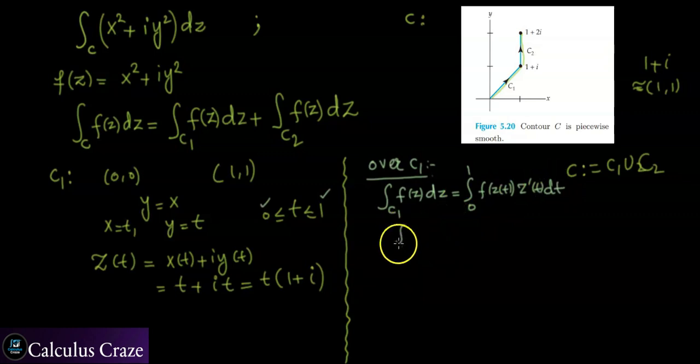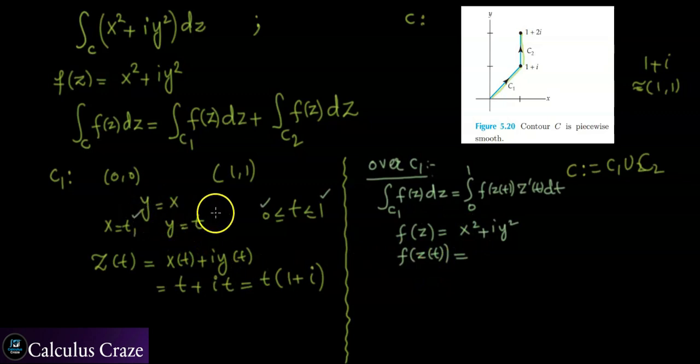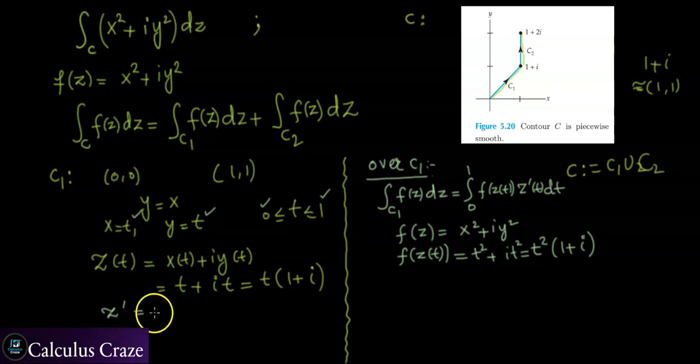So in our case, recall f of z is equal to x squared plus iota times y squared. If you insert f of z of t, then in our z of t, x is equal to t and y is also equal to t. So it is going to be t squared plus iota times t squared, which can again be written as t squared times 1 plus iota, right? And of course you can take the derivative of z. So the derivative of z is equal to 1 plus iota.